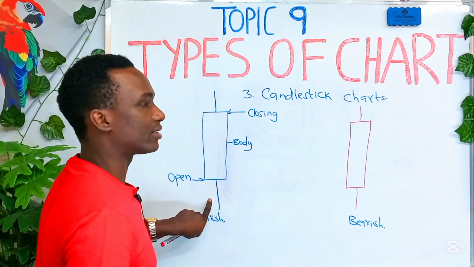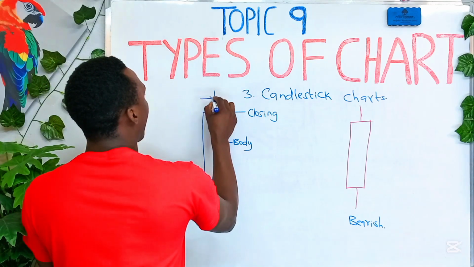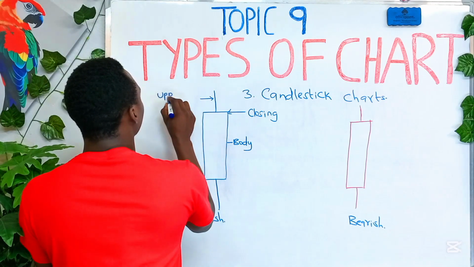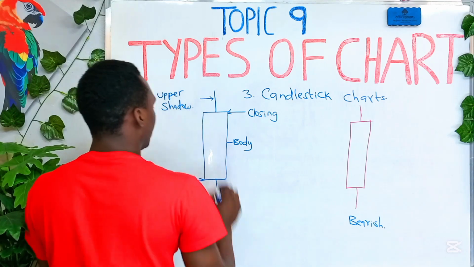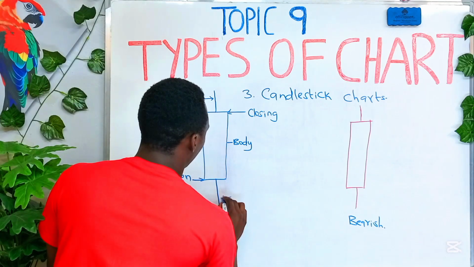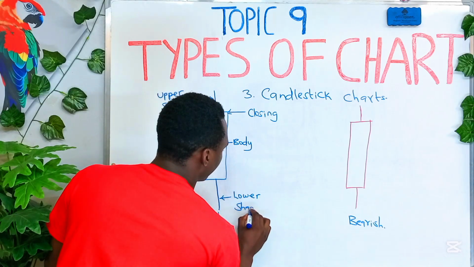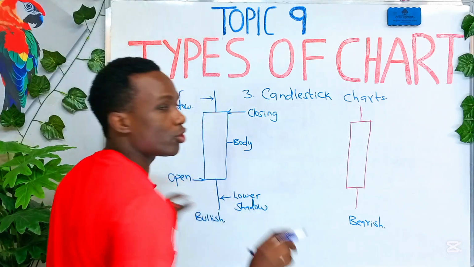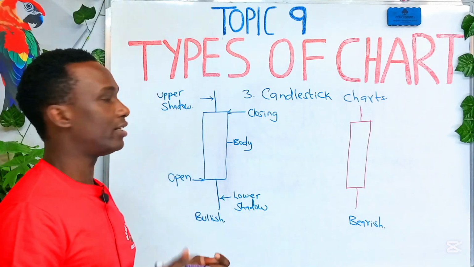This one is a wick. So this is the upper wick or the upper shadow. This is the upper shadow. And this one is the lower shadow. So remember, this is what you are seeing on your MT5 charts right now.